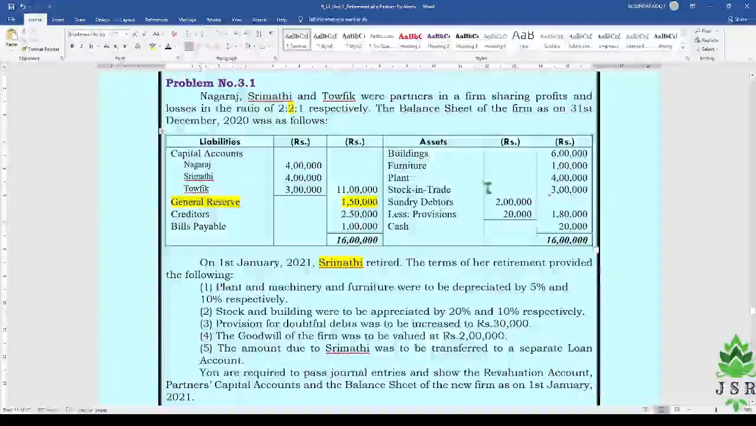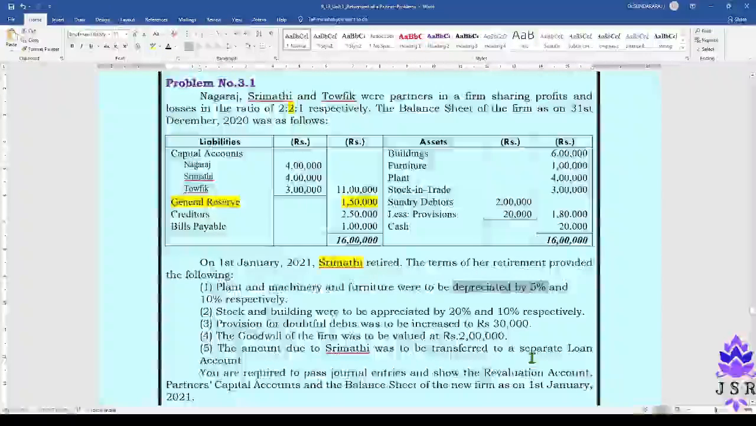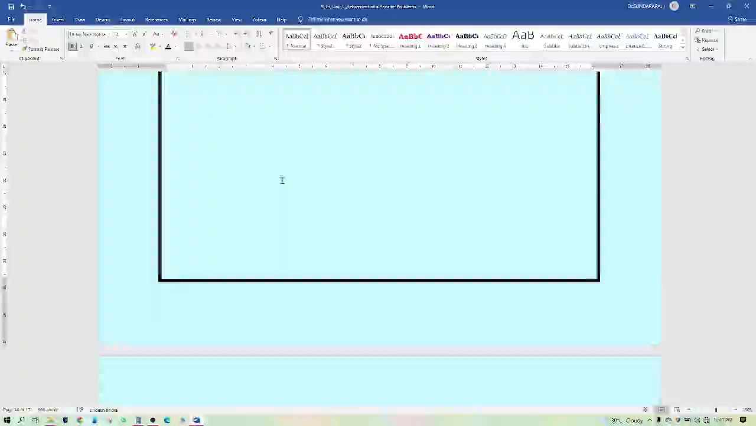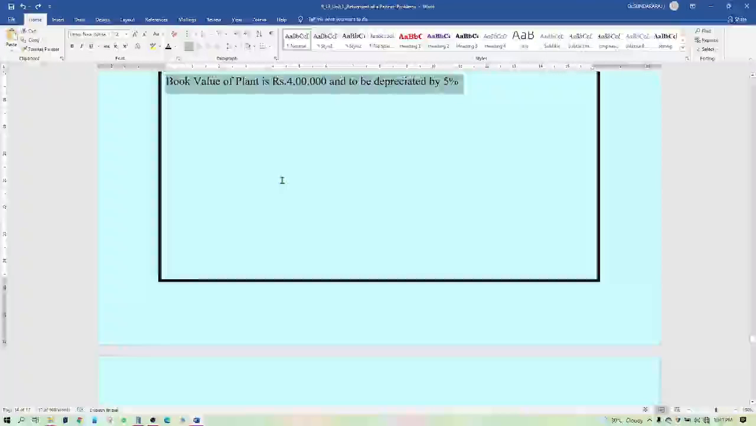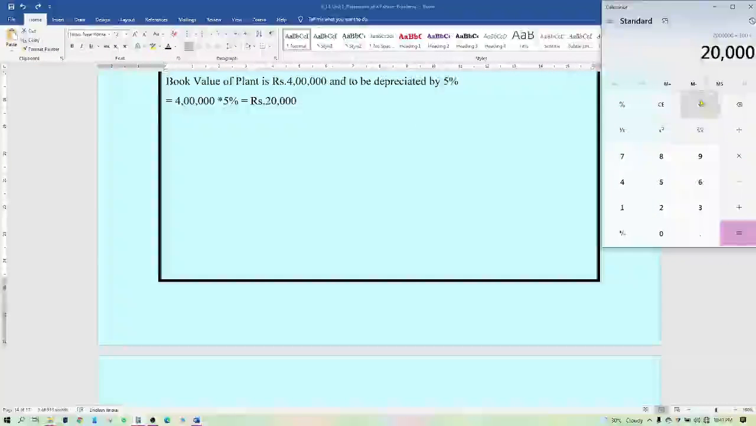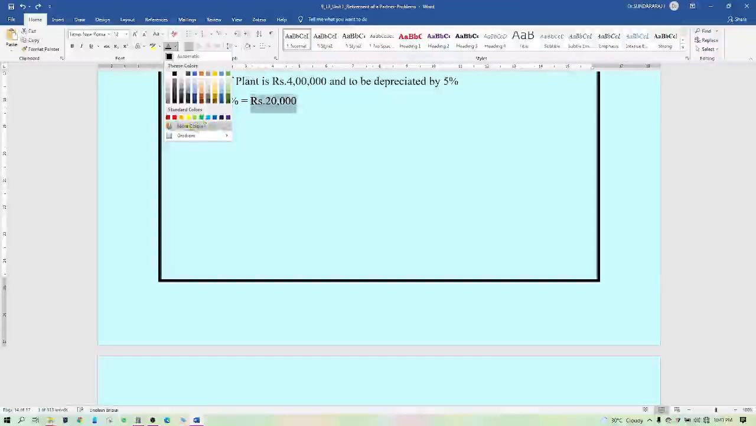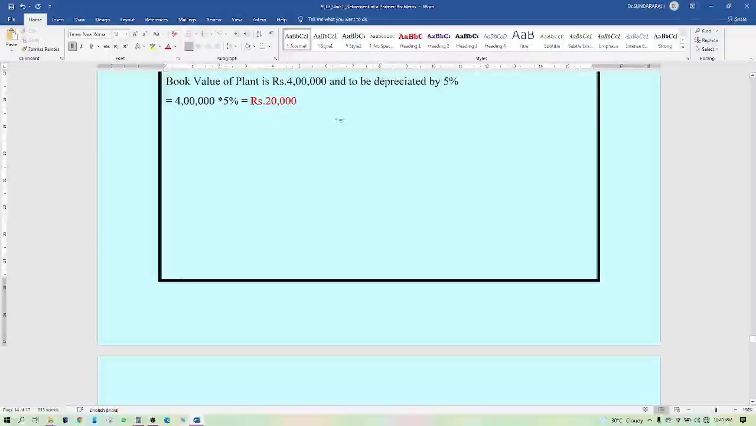Plant and machinery, which is shown in the balance sheet at 4 lakhs, is to be depreciated by 5%. The book value of the plant is 4 lakh, which is to be depreciated by 5%. That means we have to calculate the depreciation amount: 4 lakhs into 5%, that means 20,000. So the value of plant to be depreciated is 20,000 rupees.